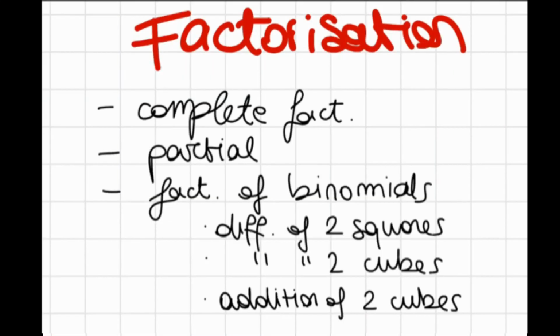Today we're going to look at complete factorization, partial factorization, and factorization of binomials. Regarding that, I'm going to focus on the difference of two squares, the difference of two cubes, and the sum of two cubes, and how we can use certain shortcuts to factorize correctly these types of binomials.